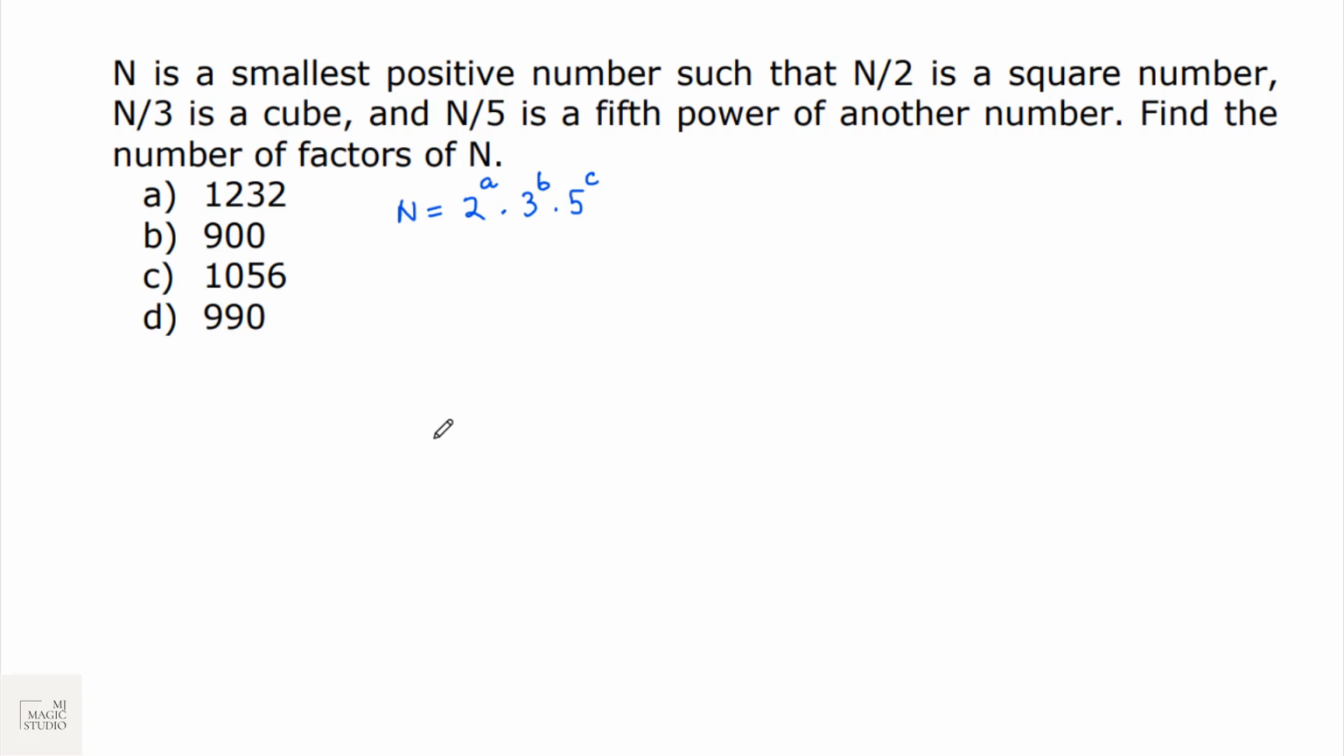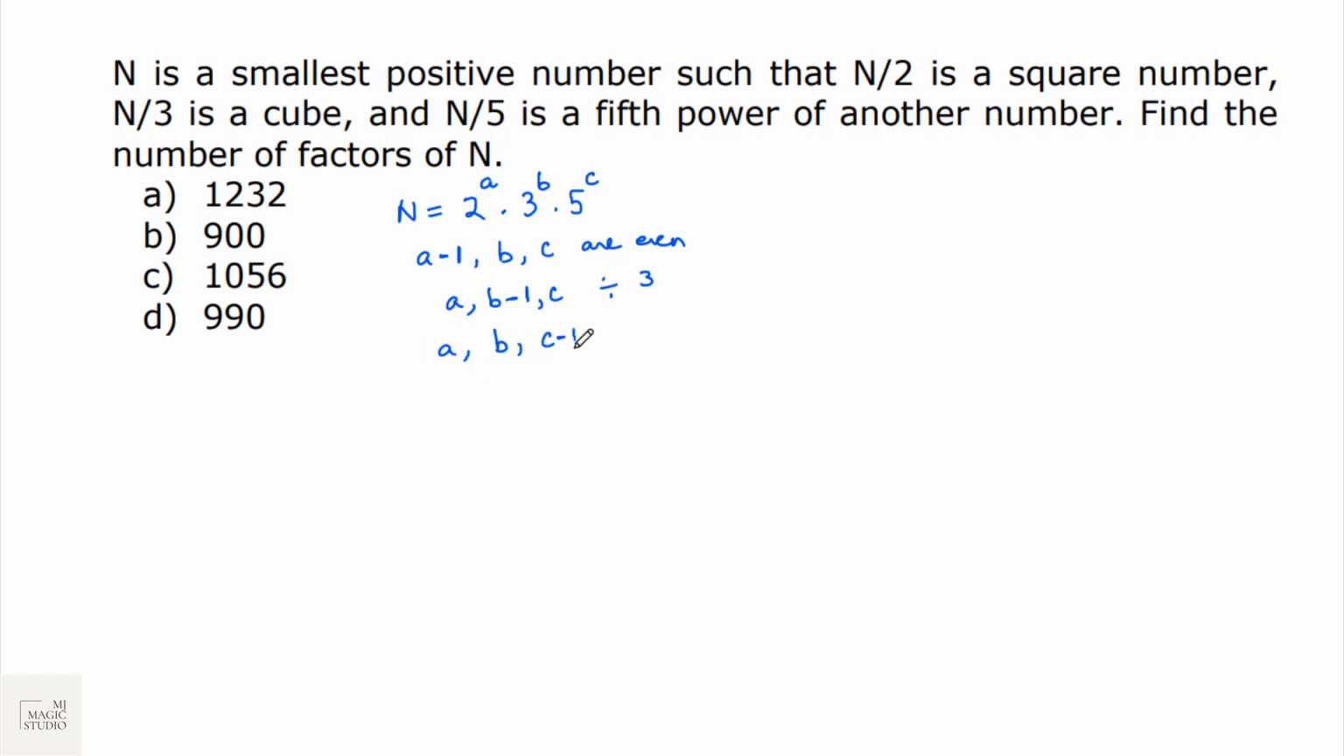First of all, we need to derive the values of a, b, c. Once a, b, c is with us, we can find the number of factors. Now, n by 2 is a square number. That means when I divide this number by 2, the power of 2 will become a minus 1. So I can say a minus 1, b and c are even numbers. Then only when it is divided by 2, it will be a square number. N by 3, that means a, b minus 1 and c is a cube. That means these three numbers are divisible by 3, are multiples of 3.